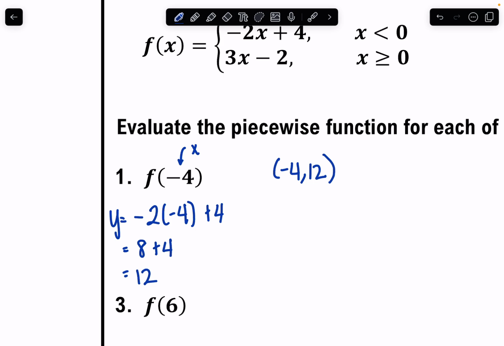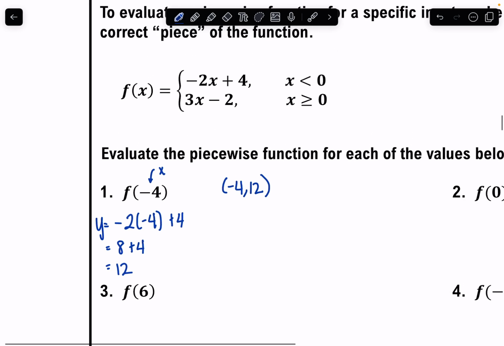We did this last unit. Finding the x value, we just did it on a graph. Now I'm not given the picture yet, but I can still evaluate. So the point on that line is -4, 12. That one exists because of this piecewise function right here, right? So I'm not using that one.